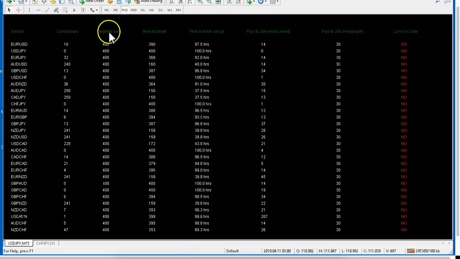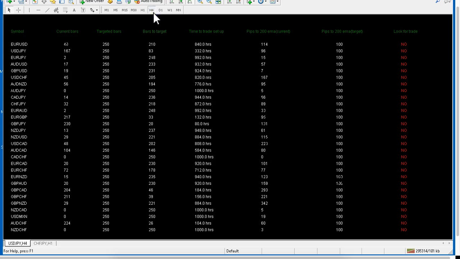This is the scanner. Remember, the scanner will encompass the 15-minute setups and then the setups on all the other charts as well. On the 4-hour chart, which I always like to peek at, the big 4-hour setups are on pound pairs. We're looking for 250 bars. We've got 204, 211, 230, 217. They're all on pound pairs. Don't trade pound pairs. Just don't do it.